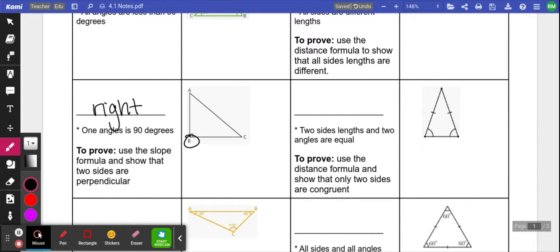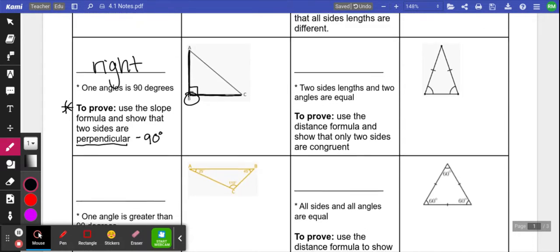And please note here, right now it might not make sense, but later on in the rest of the notes and the examples, you will need to use that. It says to prove, use the slope formula and show that two sides are perpendicular. Remember, if two sides are perpendicular, think 90-degree angles. So that means side AB and BC are perpendicular to each other because they form a 90-degree angle.